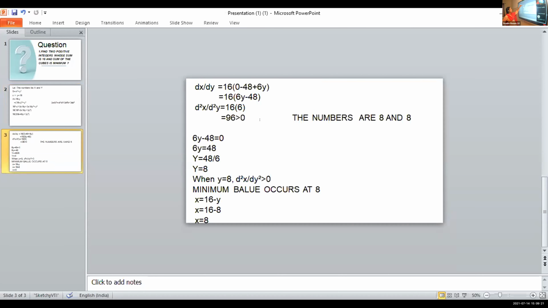Suddenly it becomes dx by dy. Actually, it is ds by dy. Similarly, the next one is d square s by dy square. We are differentiating S with respect to y. Then the rest is okay. Here also it is d square s. So write the variables correctly.